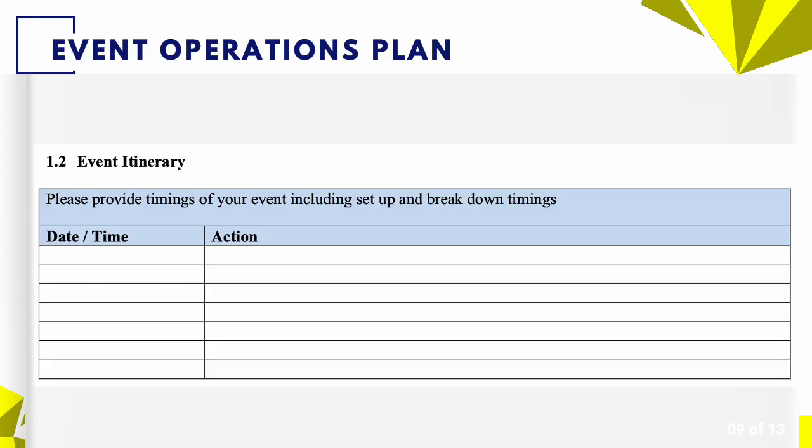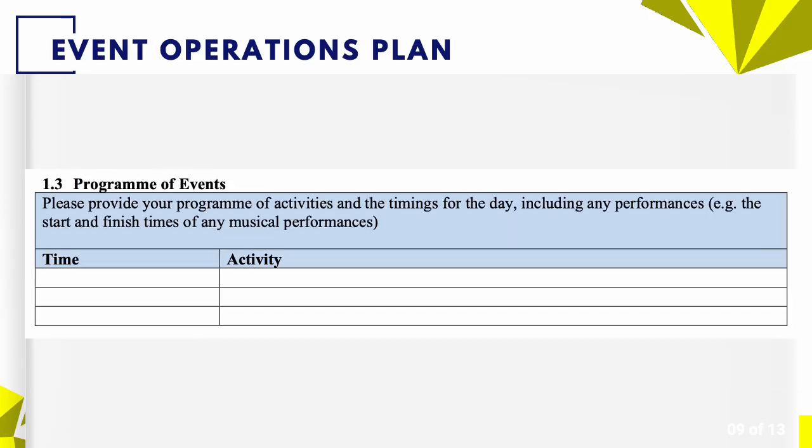The event itinerary: please provide timings of your event including setup and breakdown timings, so date and time and the actions. Then program of events: please provide your program of activities and the timings for the day, including any performances, the start and finish times of any musical performances. So all the program is timed, and you put the activities at a specific time.